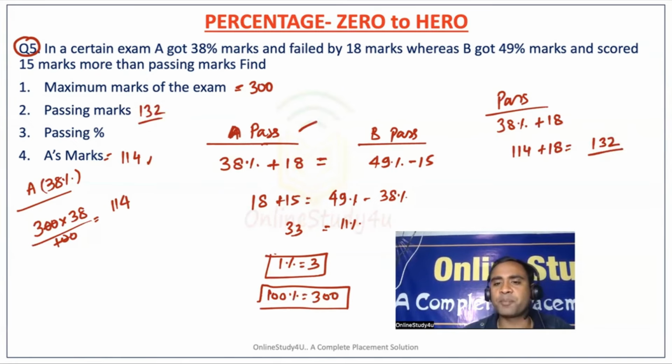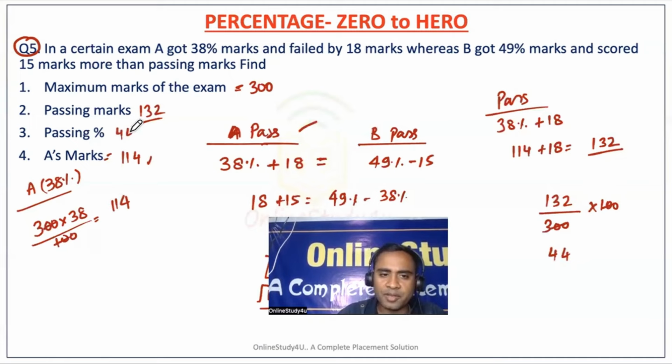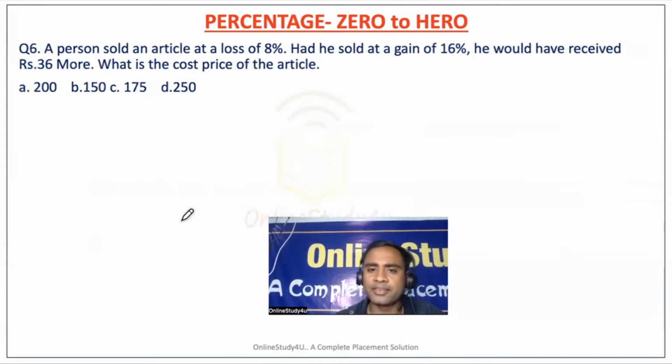Now they're asking for the passing percentage. Passing marks is 132. What is the total marks? 300. To calculate percentage, multiply by 100. Cancelling, we get 44. So 44% will be the passing percentage, right? This kind of question is what you will be expecting in the examination.